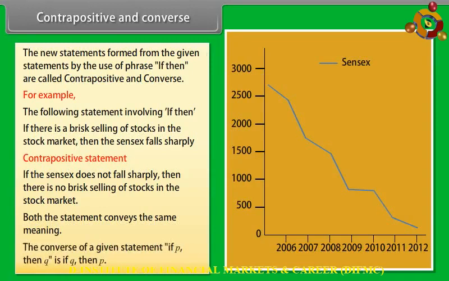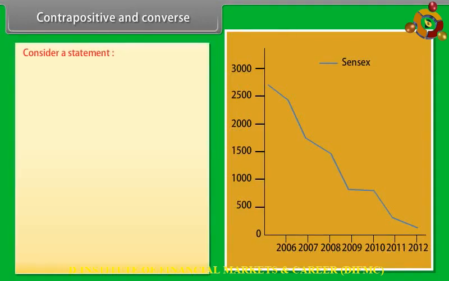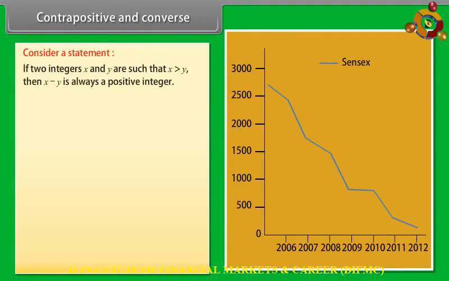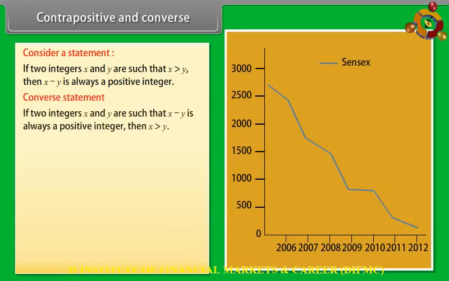Both the statements convey the same meaning. The converse of a given statement, if P then Q, is if Q then P. Consider a statement: If two integers x and y are such that x greater than y, then x minus y is always a positive integer. The converse of this statement is: if two integers x and y are such that x minus y is always a positive integer, then x greater than y.